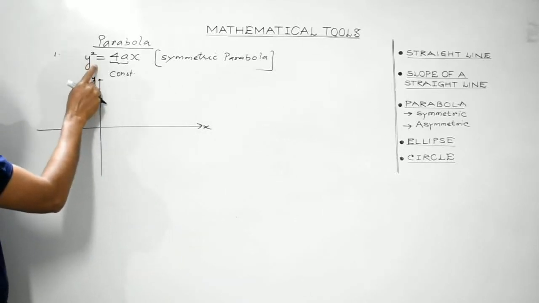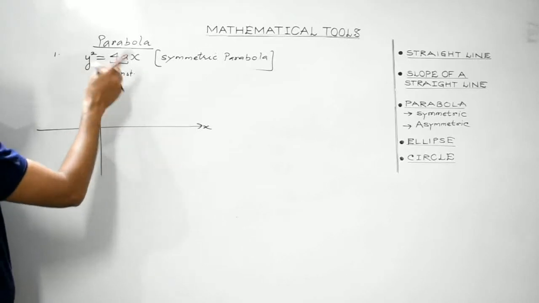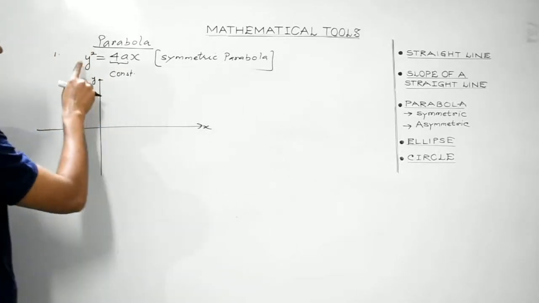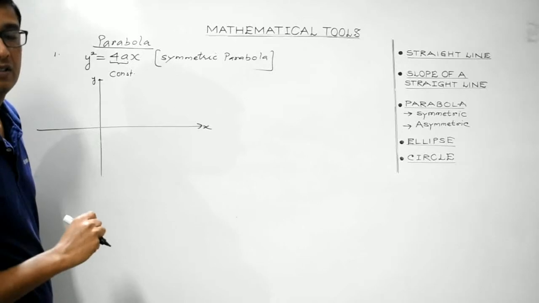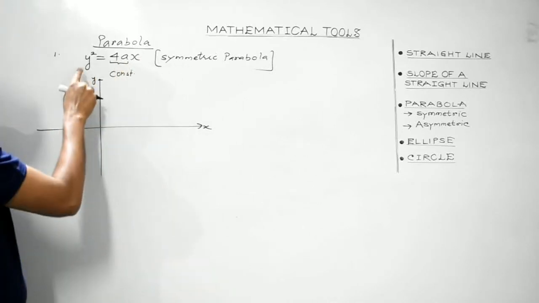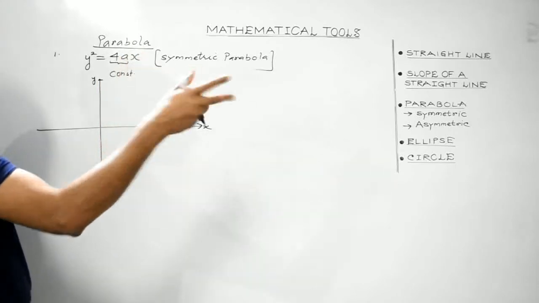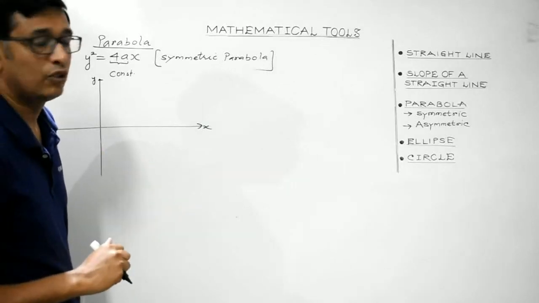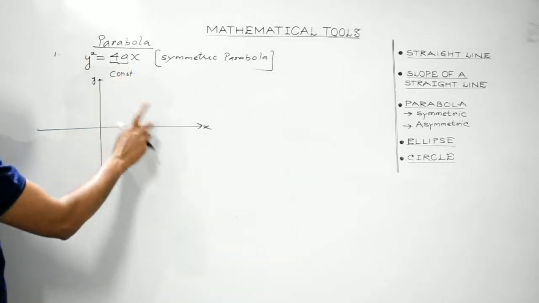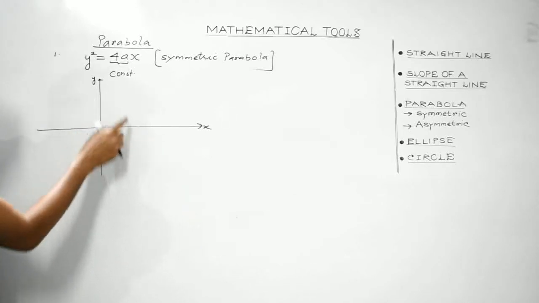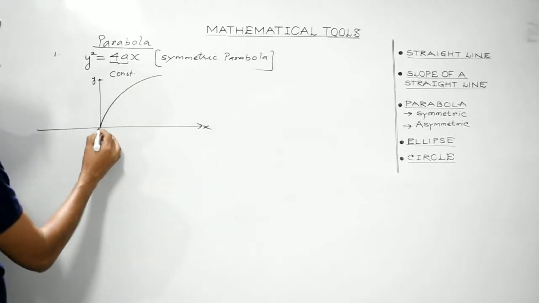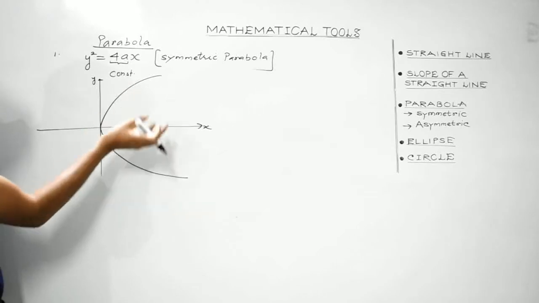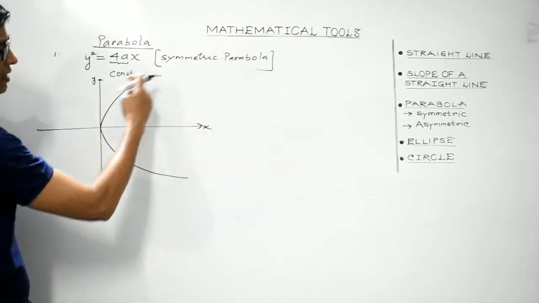Now make use of your common sense. For two values of y, the same in magnitude but one positive and the other negative, x will have the same value, isn't it? Suppose y equals plus or minus 1, x will have the same value. For y equals plus or minus 2, x will have the same value. For y equals plus or minus 3, x will have the same value. So for two values of y, x will have the same value. So the graph will be like this. This part is the mirror image of this part. That is the reason why it is known as a symmetric parabola.